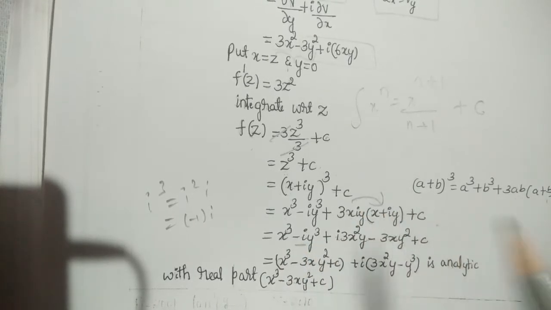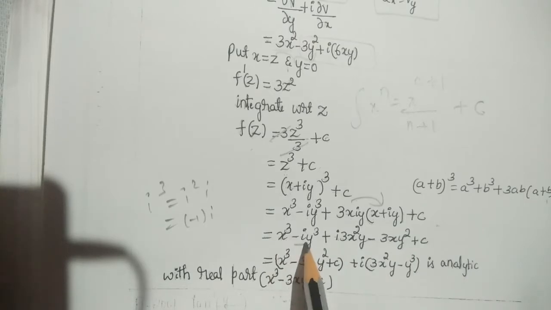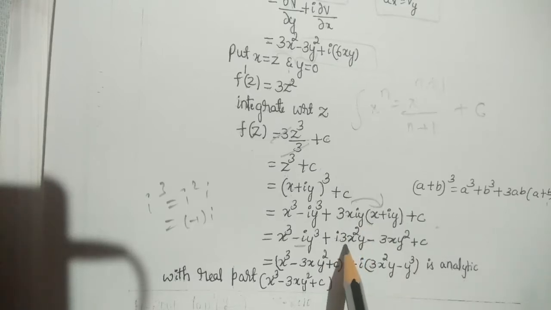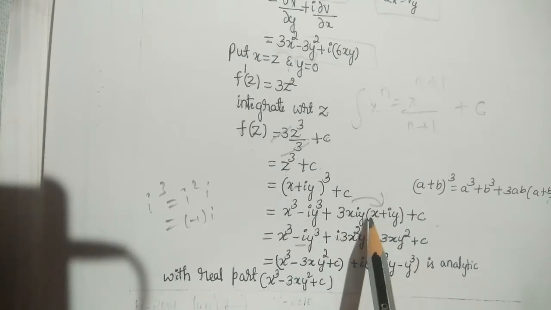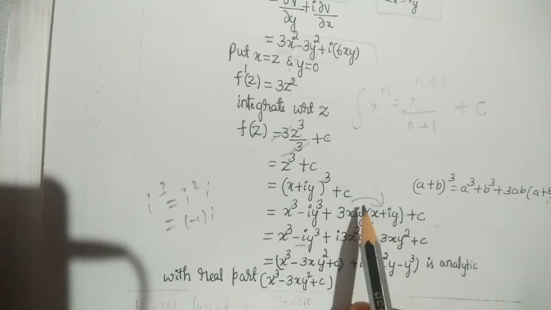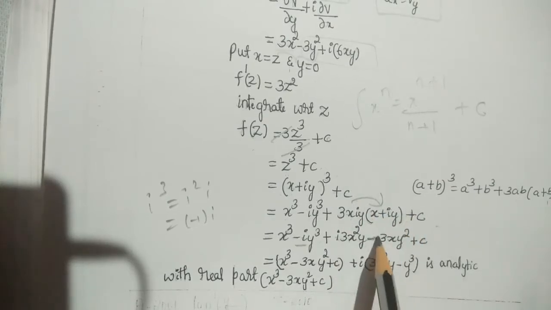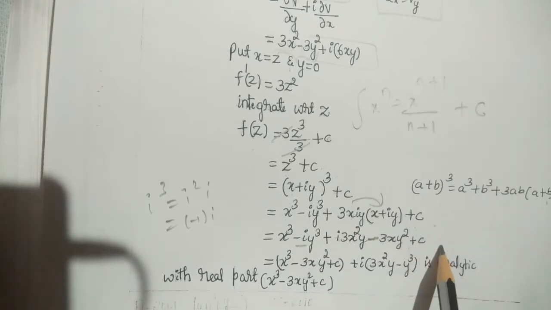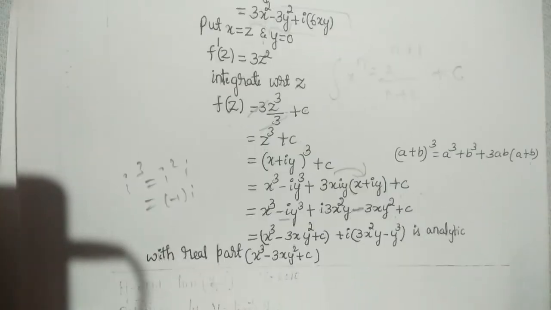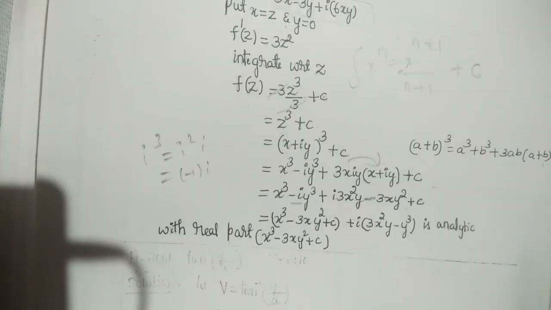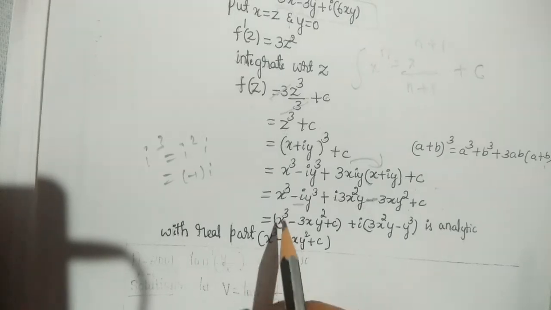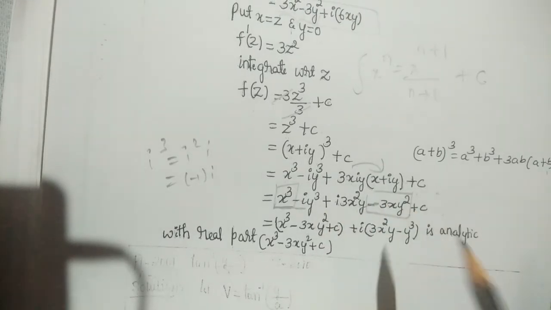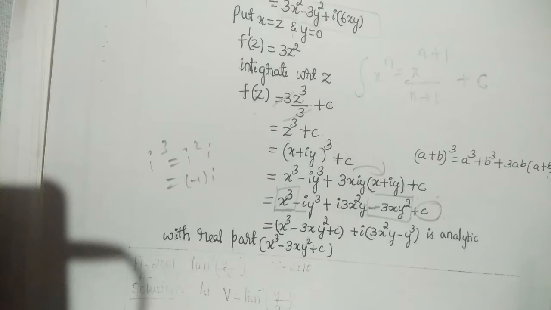Now multiply 3x iy within the bracket. What do you get? x cube minus i y cube plus here 3x into x, x square. So i 3x square y. Is it clear? Next, 3x iy into iy is what? i into i square. i square is minus. So minus 3x y into y, so minus 3x y square, plus c. Okay. So now take the parts having i and those that don't have i. So here x cube does not have i, and minus 3xy square does not have i, and c also does not have an i part.